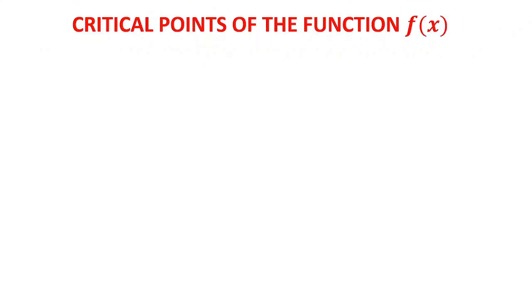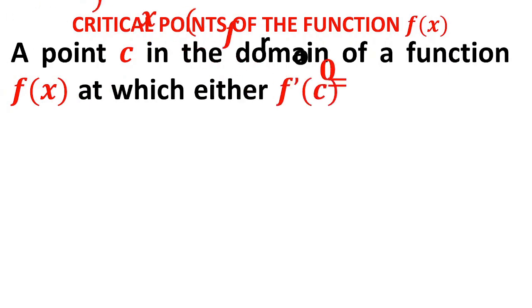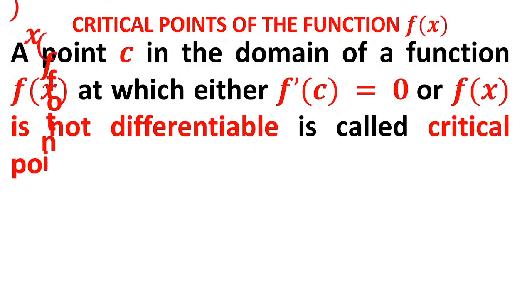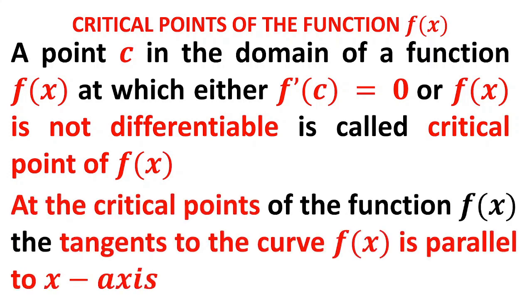Well, now we know that f dash of c will be 0, that is, at the point of local maxima and local minima, the derivative vanishes. These points are called critical points. A point c in the domain of a function such that f dash of c is equal to 0 or f of x is not differentiable is called a critical point. At the critical point, the tangent is parallel to the x-axis. That is why f dash of x is equal to 0.